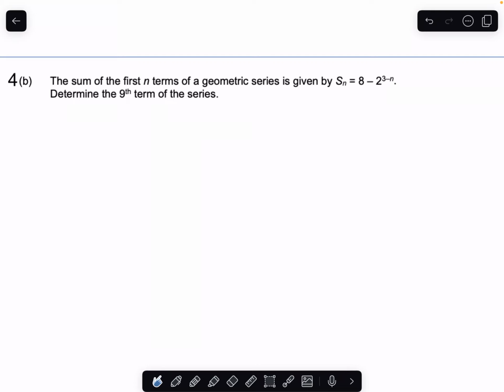So the sum of the first term will be 8 minus 2 to the 3 minus 1. The sum of the first two terms will be 8 minus 2 to the 3 minus 2. The sum of the first three terms will be 8 minus 2 to the 3 minus 3, and so on. Determine the ninth term of the series. So we want to figure out T9.